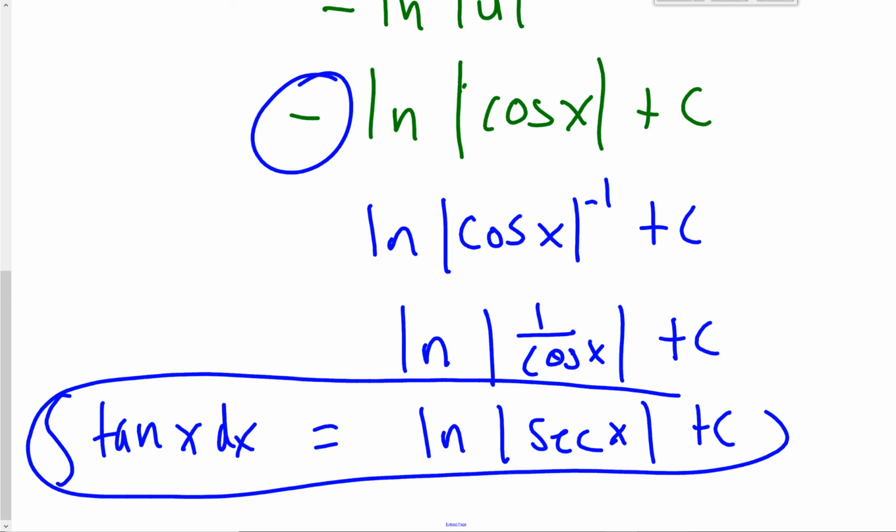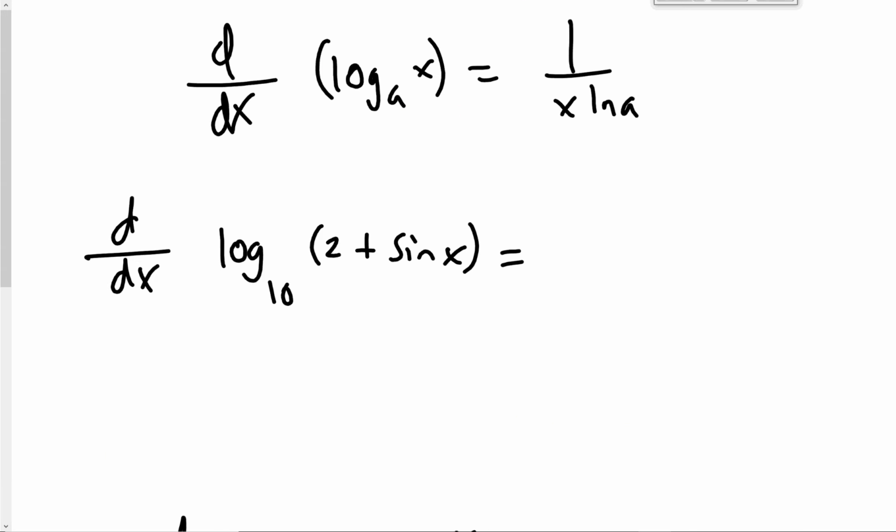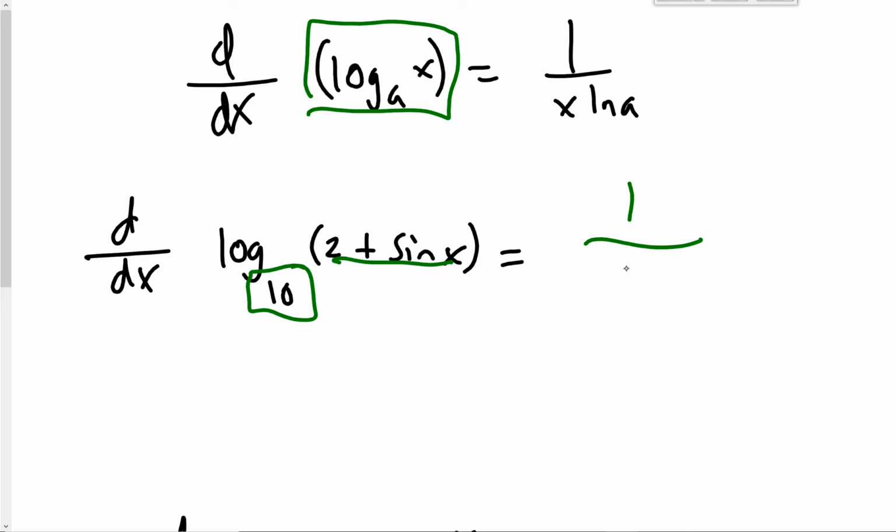Okay, a couple other properties that you can use. If I'm taking the derivative of a log with base a of x, then the derivative is always going to be 1 over x times ln of a. And so here's an example. Here would be my a. Here would be my x. So my answer to this is 1 over my x, which is 2 plus sine x, times the ln of my a, which is 10. So there's my answer to that.